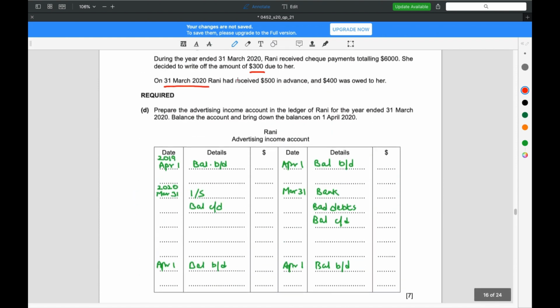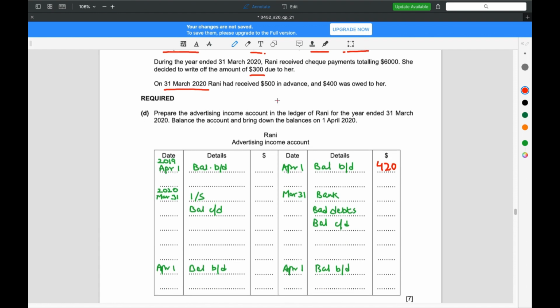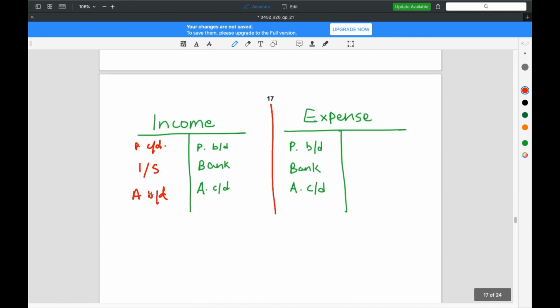So the prepaid brought down in this case is, at the start of the year, the prepaid in advance, the prepayment, right? So it's going to be 420 over on the credit side. This is the prepaid amount, or in advance payment. And then accrued carry down, which is going to be right over here. Or actually, let's just go this way. All right. And 300 was owed to her, right? So this is accrual at the start of the year. So that would be an accrual brought down, right?